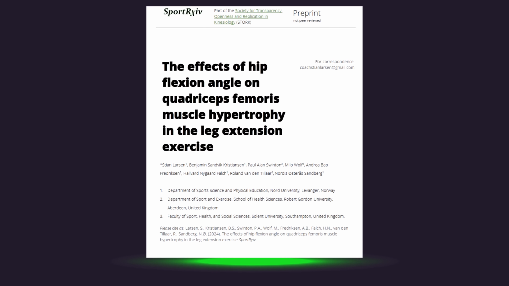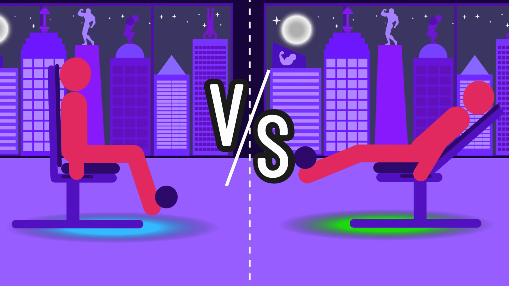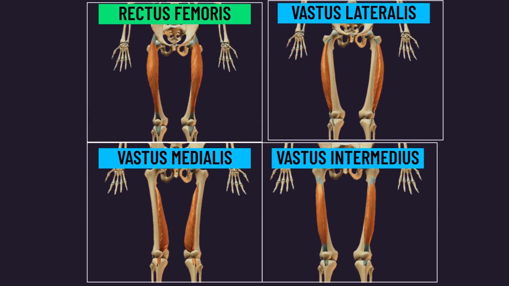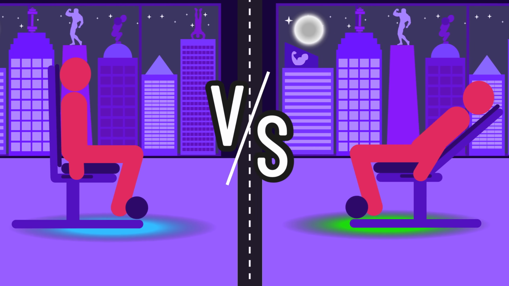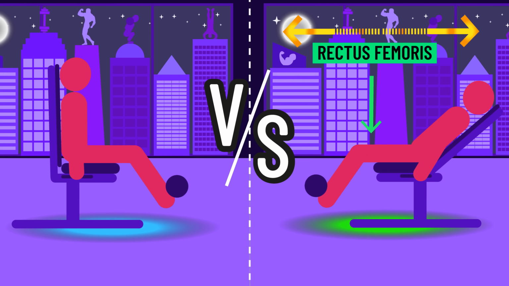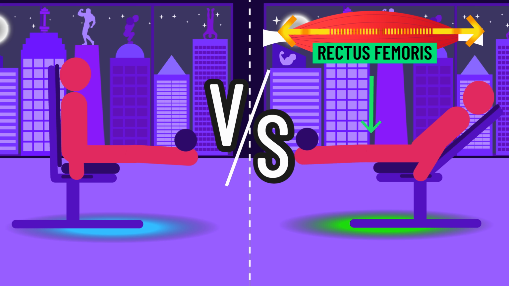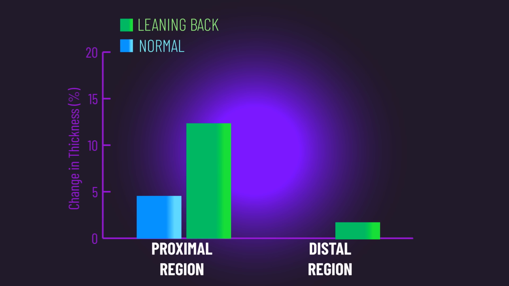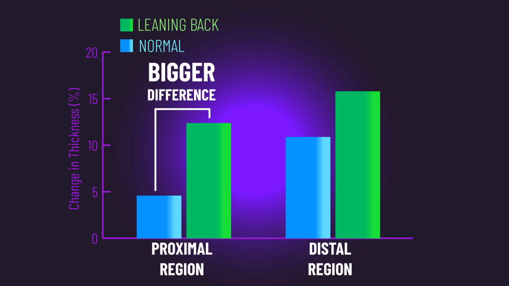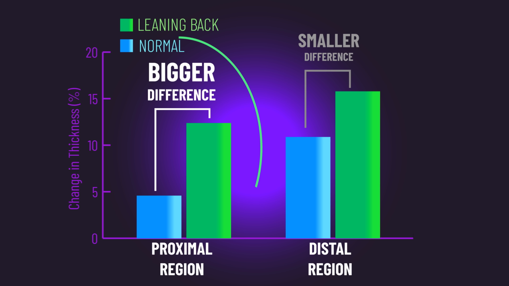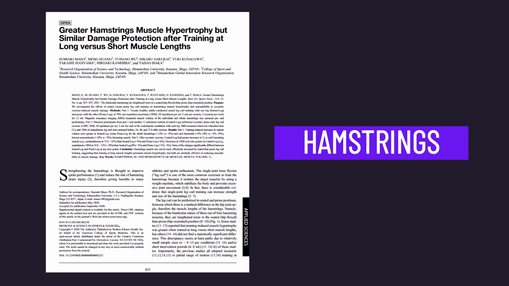We recently covered this study comparing leaning back to normal leg extensions. All four quad heads cross the knee joint, but the rectus femoris is biarticular as it also crosses the hip joint. Leaning back places the rectus femoris specifically at a longer length, that is, it's stretched more, and this resulted in more proximal and distal region hypertrophy compared to the normal leg extensions. But notice that the biggest difference between the two exercises was at the proximal region, further demonstrating how muscle growth can be unevenly distributed.